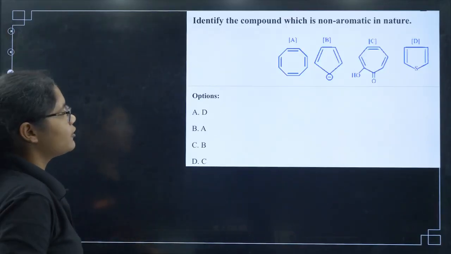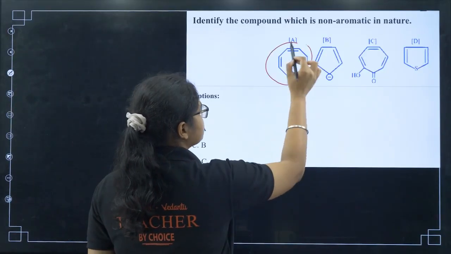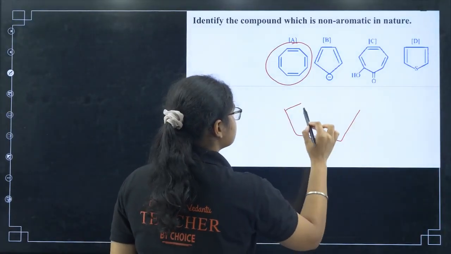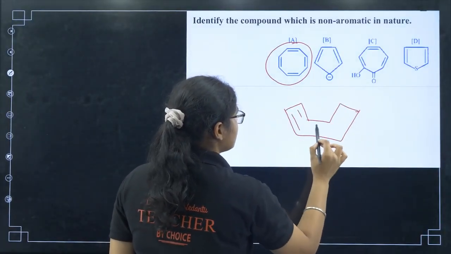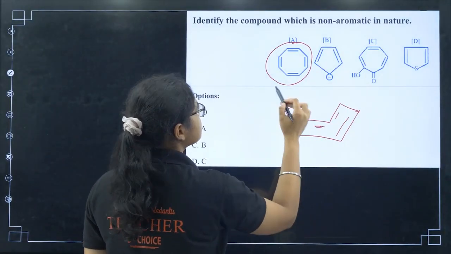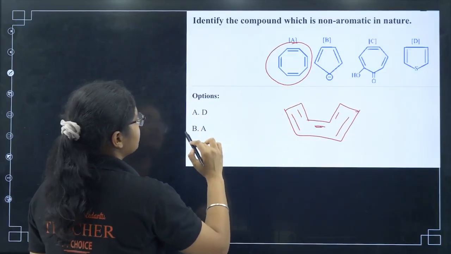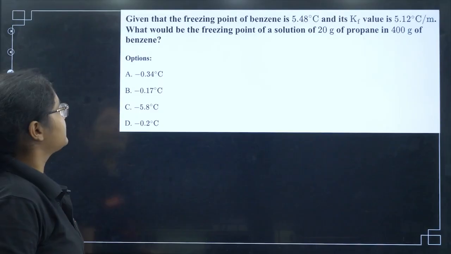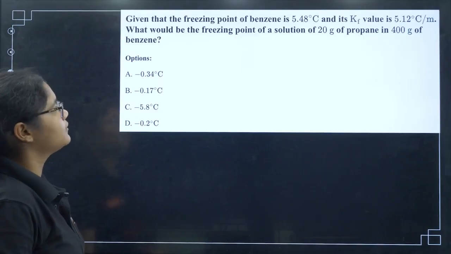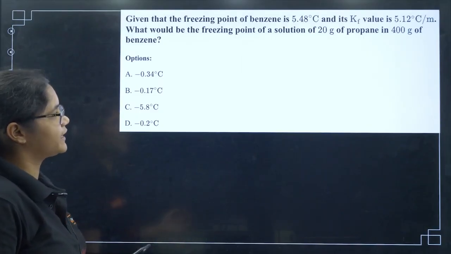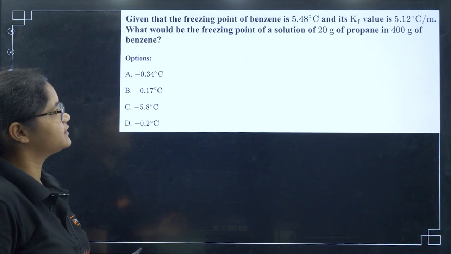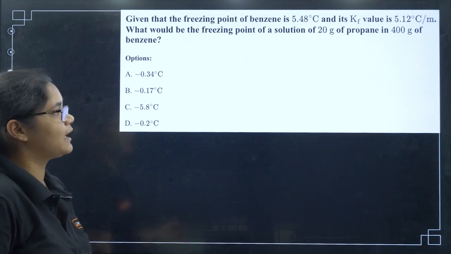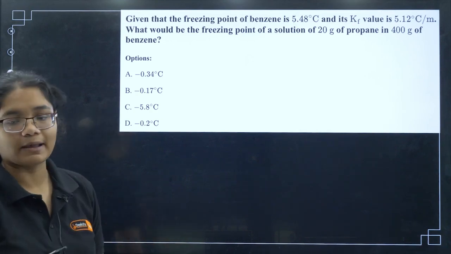Next, which of the following is non-aromatic? So we know this particular compound exists in this form. It is a non-planar molecule, so it is a non-aromatic compound, which is your option number A, that is given in B. Next, given that the freezing point of benzene is 5.48 and its Kf value is given, what would be the freezing point of a solution of 20 gram of propane in 400 gram of benzene?